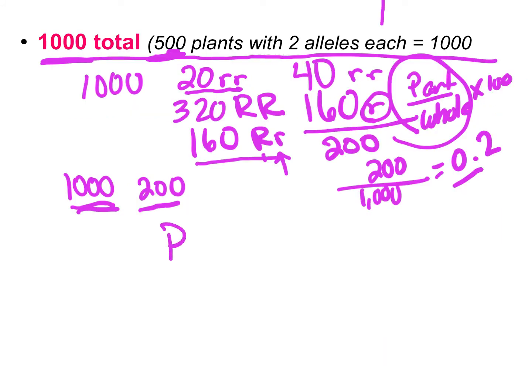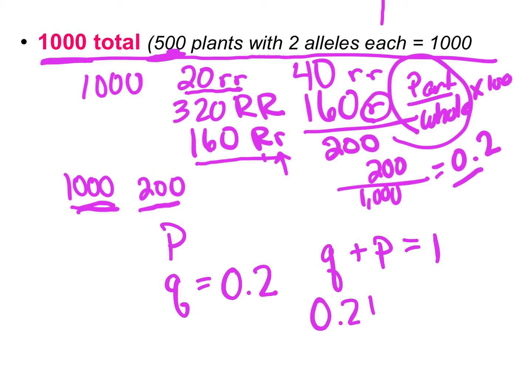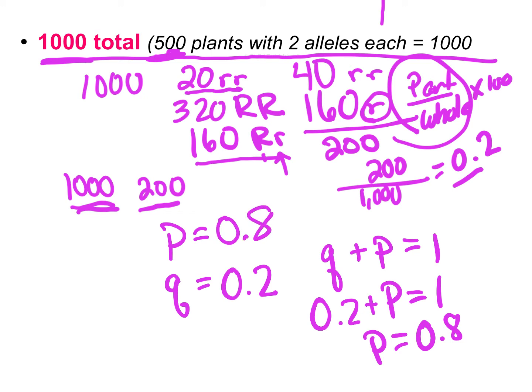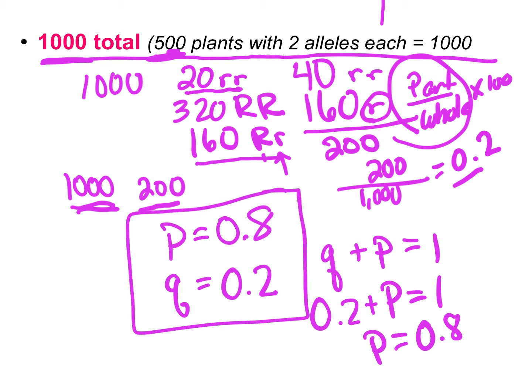Now remember, I had P and Q. P is my dominant allele and Q is my recessive allele. So my Q is 0.2. If Q plus P equals 1, and my Q is 0.2, then P is equal to 0.8. So my frequency for the dominant allele is 0.8. And this is my allele frequency for 500 plants.